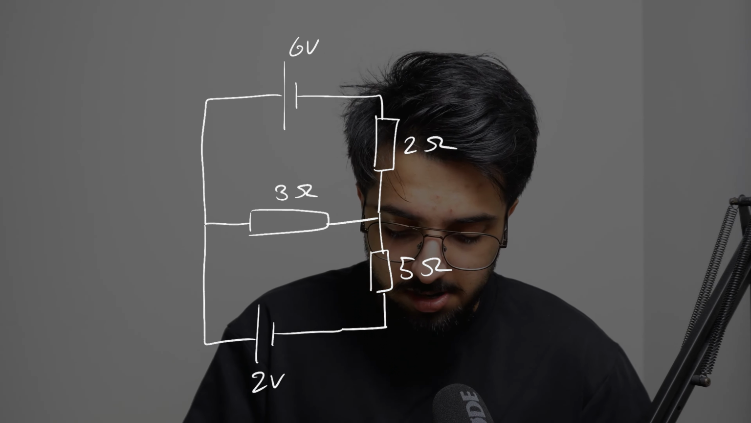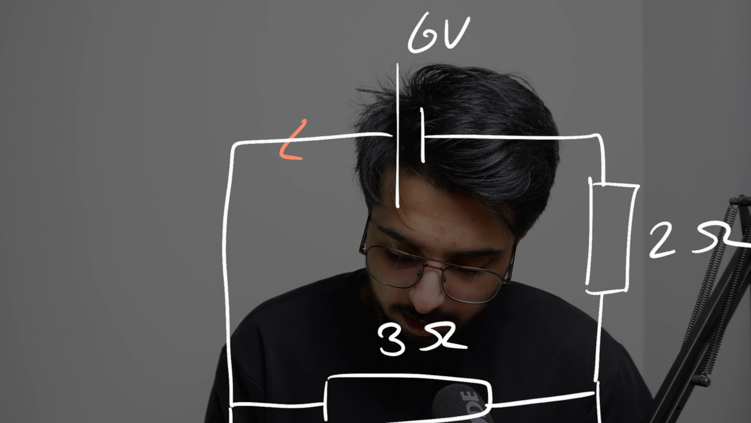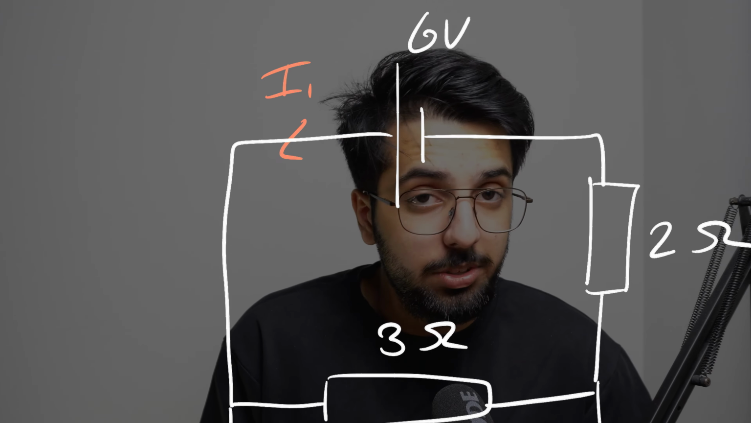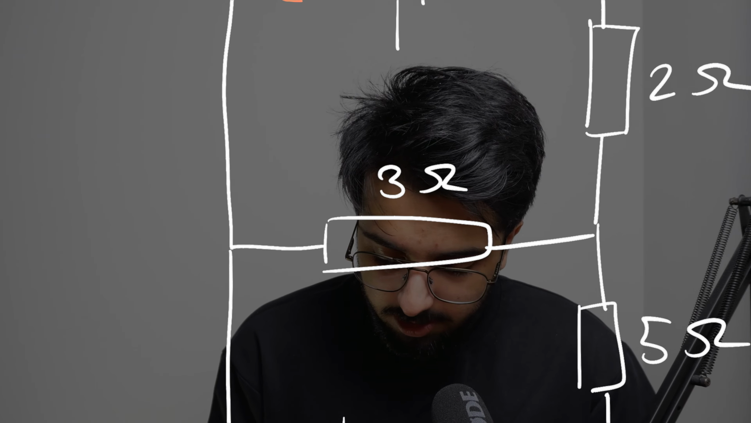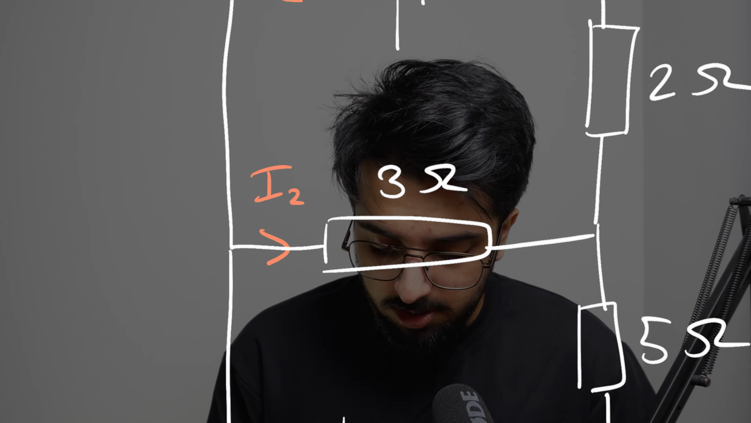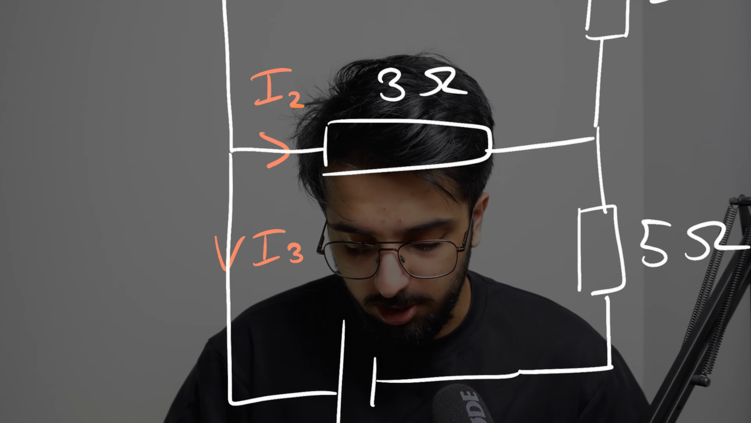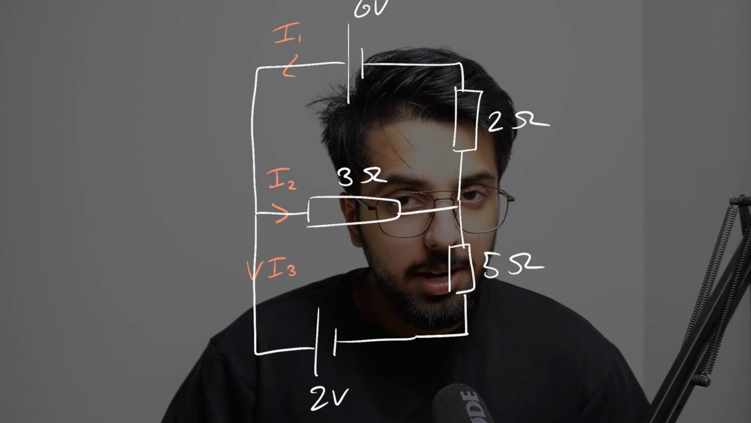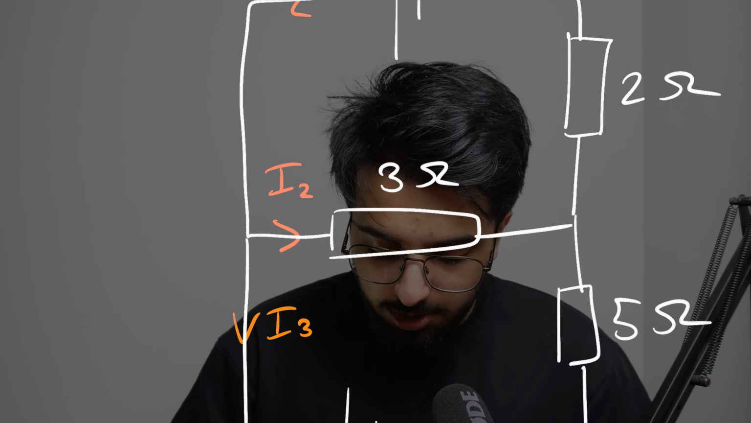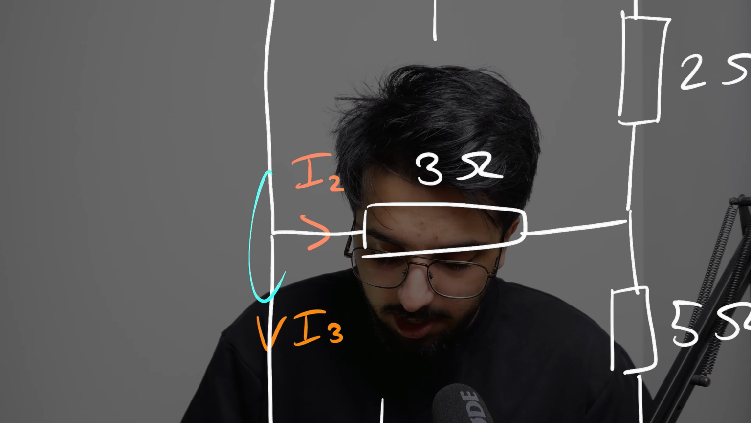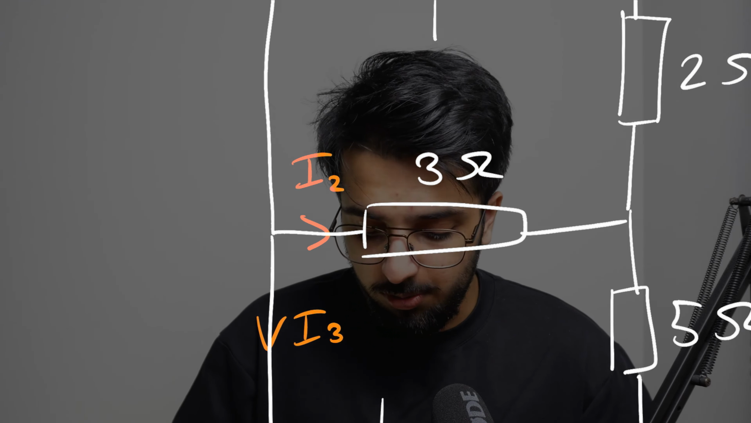So what I want to find is the current that is coming out of the power supply, so we can call this I1, the current that is coming into our first branch, and the current that is going into our second branch. And like I said in my current law video, Kirchhoff's current law states that all currents leaving a node is equal to 0.